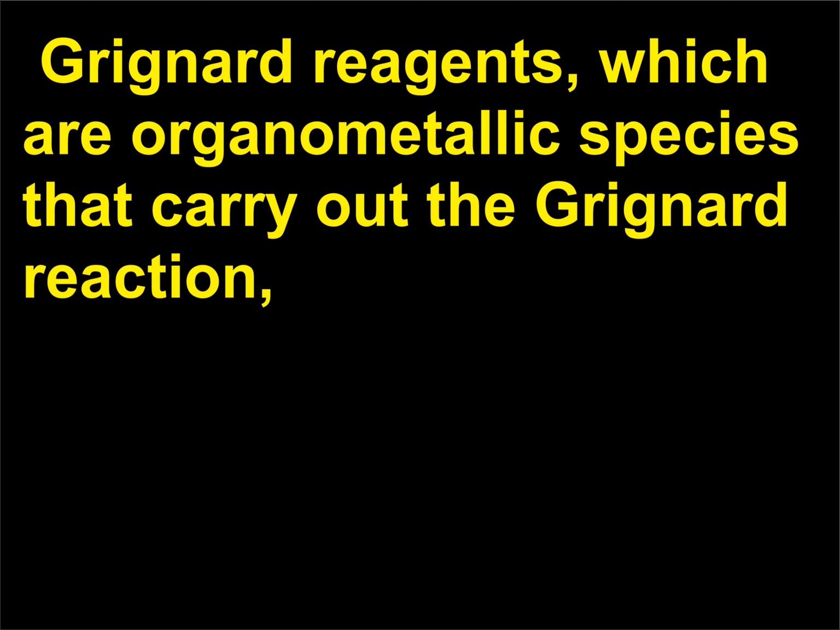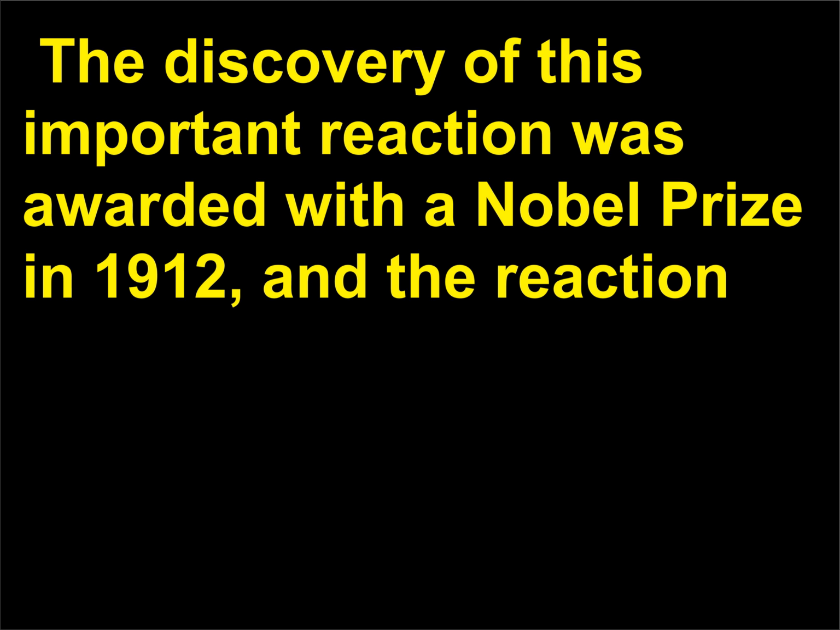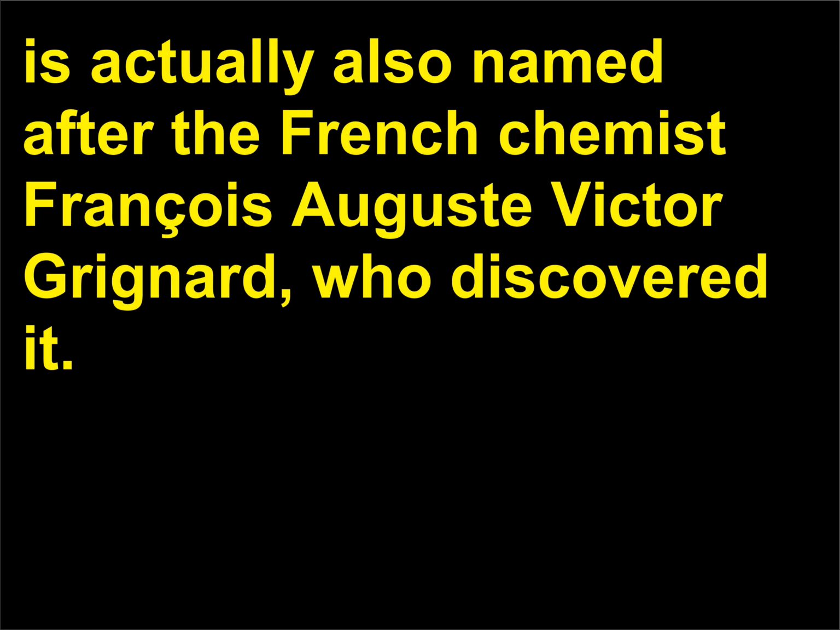Grignard reagents, which are organometallic species that carry out the Grignard reaction, are typically formed by adding magnesium metal to an alkyl or aryl halide, R-Br in the scheme below. The discovery of this important reaction was awarded with a Nobel Prize in 1912, and the reaction is actually also named after the French chemist François-Auguste Victor Grignard, who discovered it.